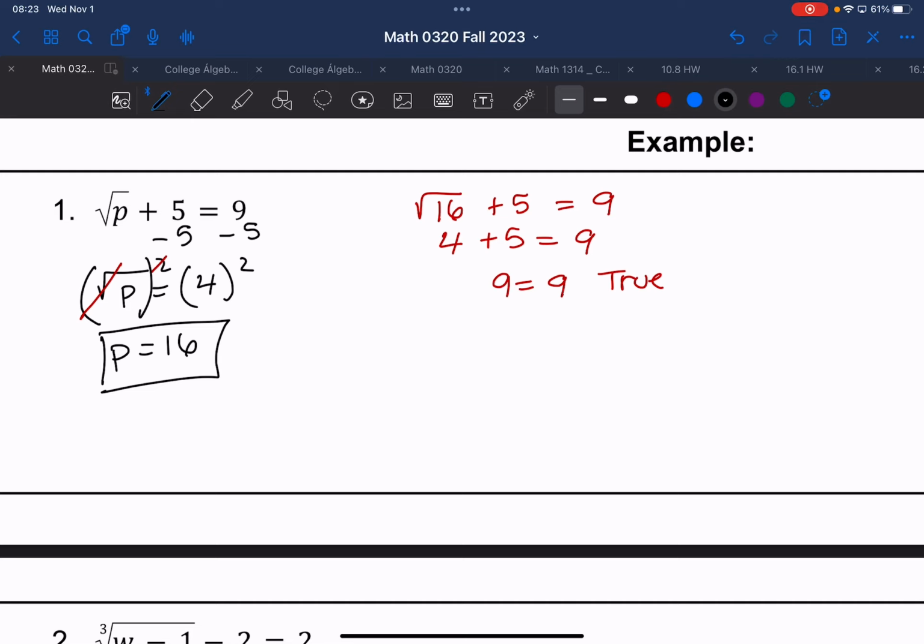Okay. So the original, and then checking your work.